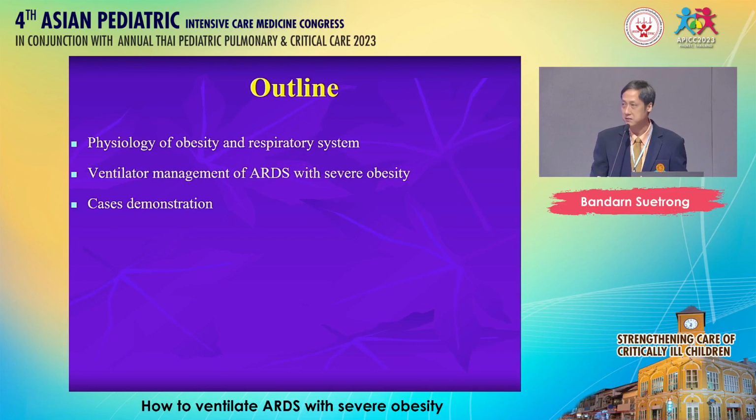Today I'm talking about the physiology of obesity in terms of the respiratory system. In the second part, I will talk about how I manage the ventilator in a patient with ARDS who is severely obese. I have two cases to show you. The first is a patient with hypercapnia, PCO2 more than 150. And the second case is a patient with refractory hypoxemia with a PF ratio lower than 50. I will share with you how I manage these patients.